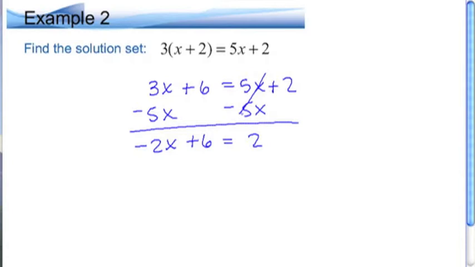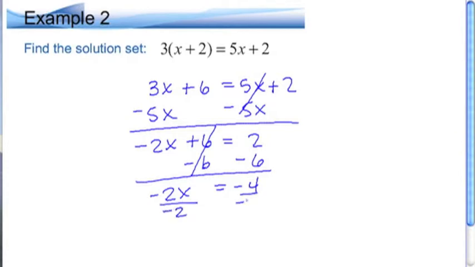Now I want to subtract 6 from both sides to get rid of the constant. So I have negative 2x equals negative 4. Divide by negative 2. And we get x equals positive 2. If we put positive 2 back into the original equation, it should make the two sides equal, and that way we can check our work.